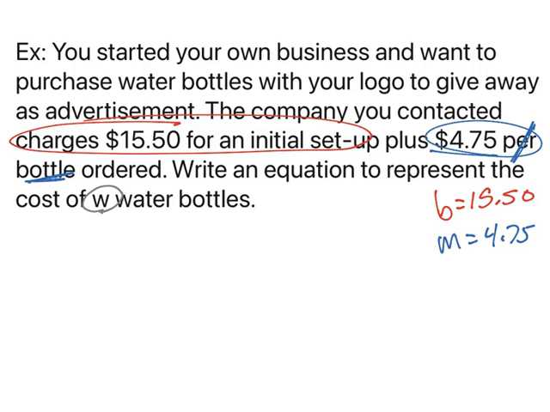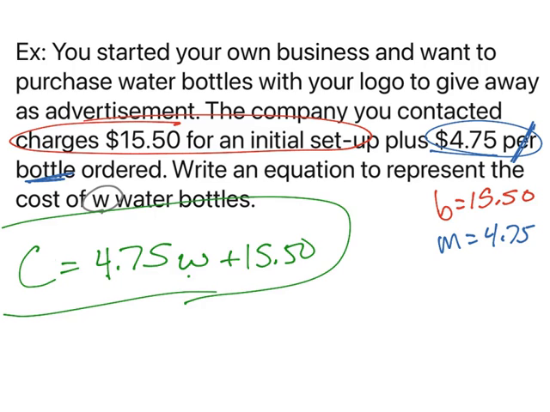$4.75. So my linear equation would be y equals slope times the number of water bottles, I'm struggling today, plus $15.50. Now, you could even, instead of y, use C, right? The cost is $4.75 per water bottle plus the initial cost of $15.50. And there's my linear model, right? Looks exactly the same as y equals mx plus b. Variable is just an unknown value.